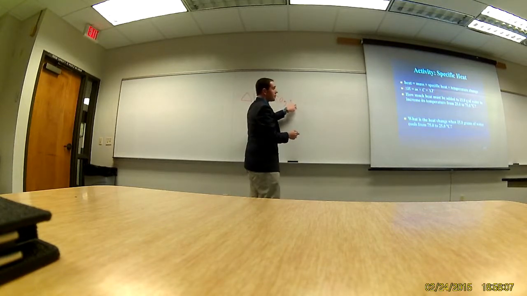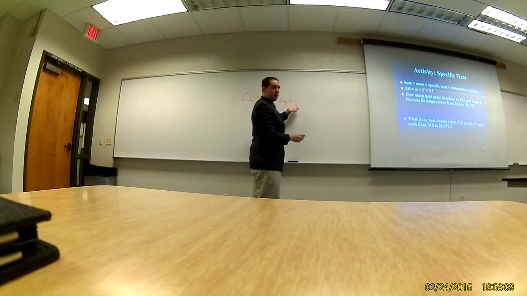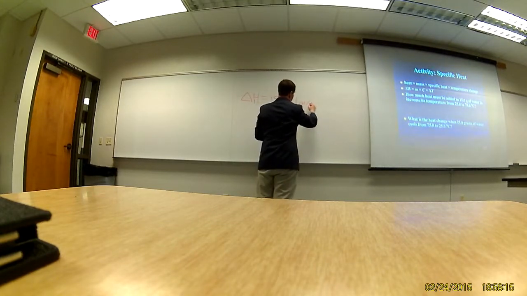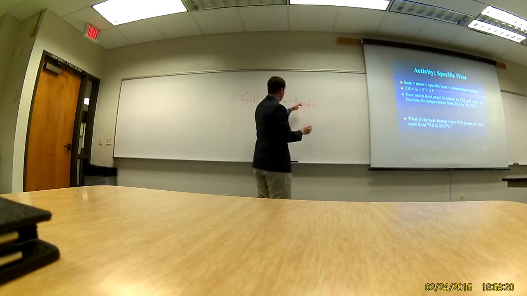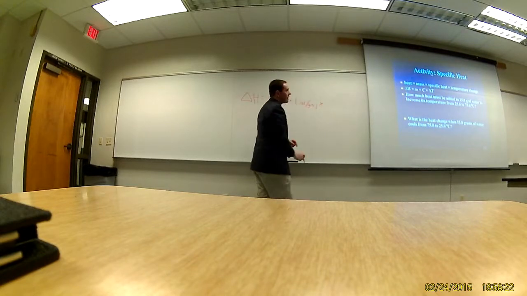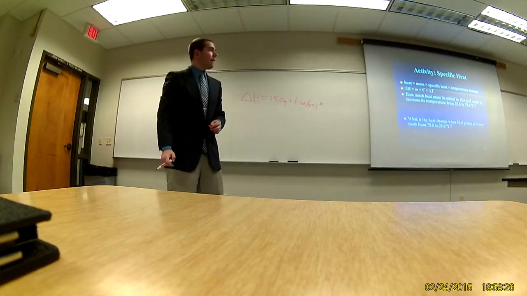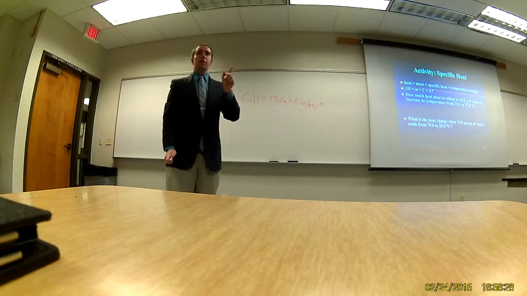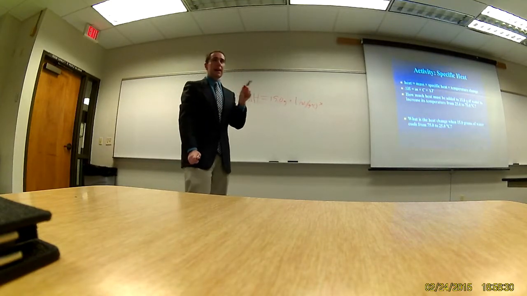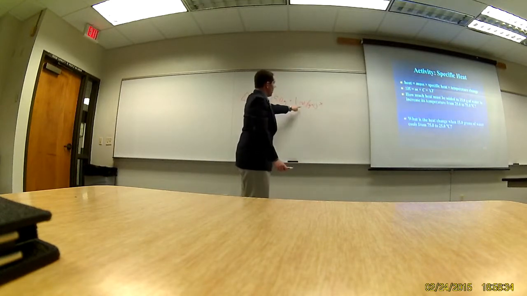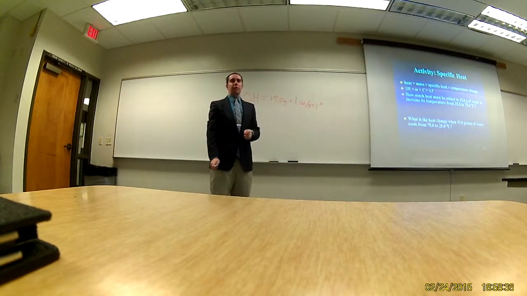So, let's start with our 1 calorie per gram degrees Celsius. That's our unit, times delta T. What is our delta T? 50. You have to make sure you have the right sign on your delta T. M and C will always be positive numbers.